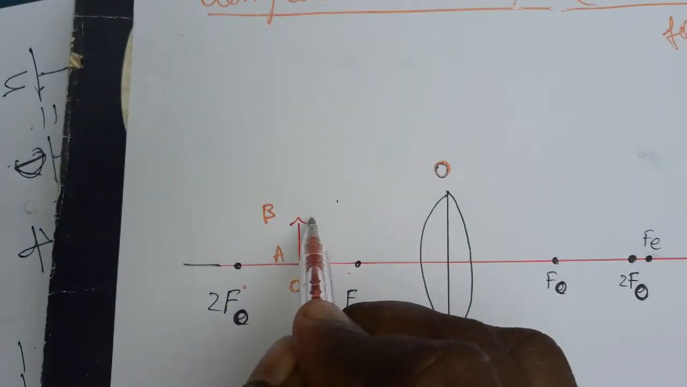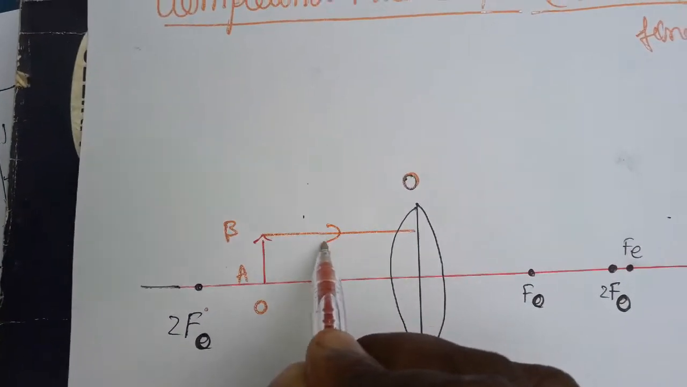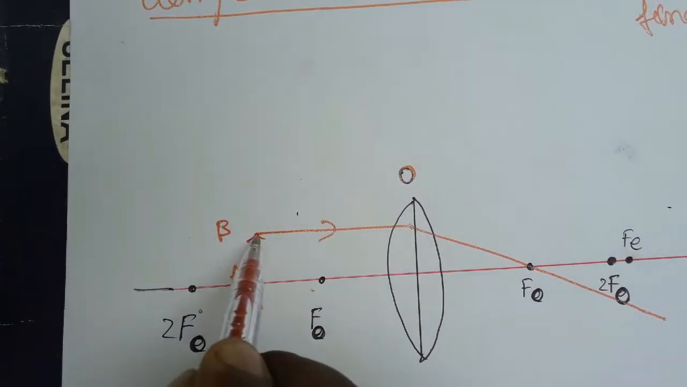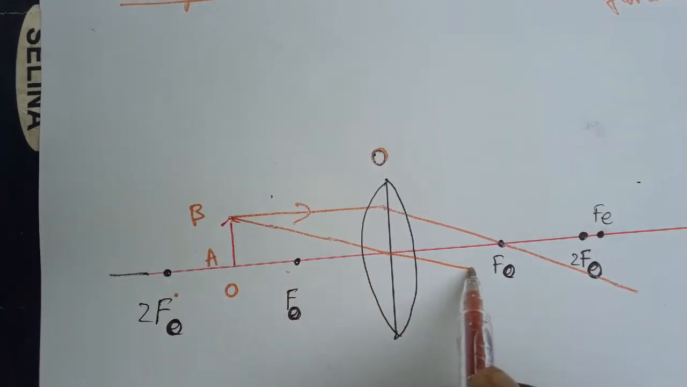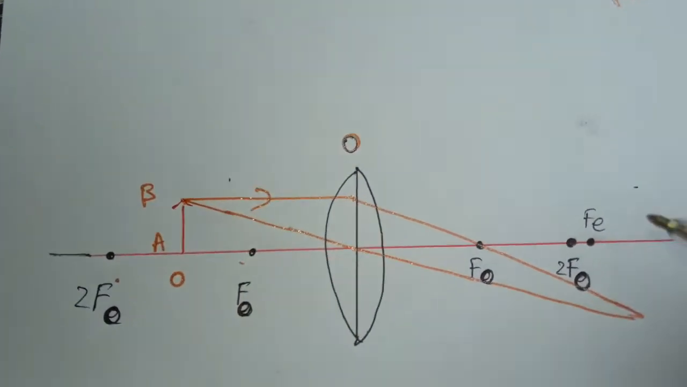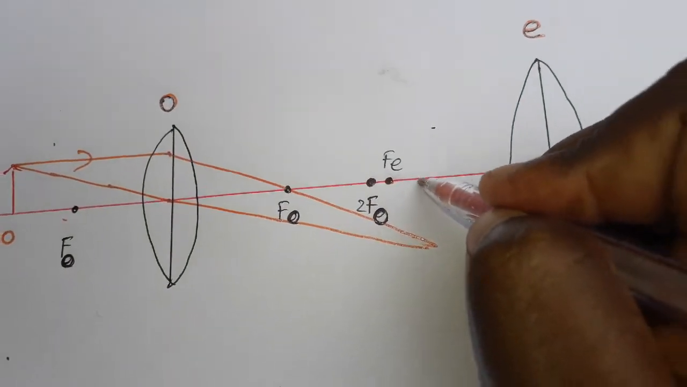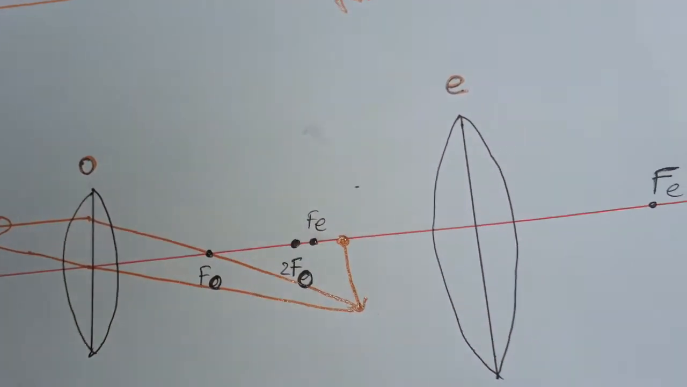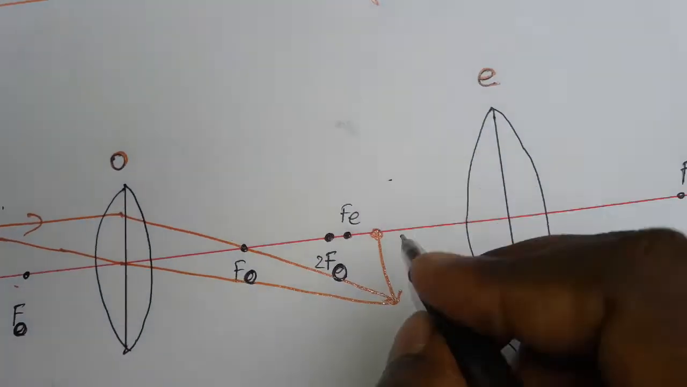Okay, the ray which is parallel to the principal axis will pass through the focus. The ray which goes through the optical center passes undeviated, straight. So the intermediate image of this is formed behind 2f. The image is formed here. That is the point we are taking as fe.